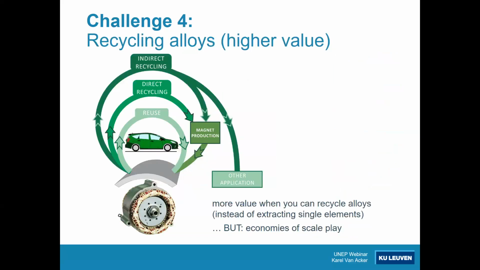A fourth challenge is that we have to think whether it's better to extract the chemical elements separately, or to recycle the alloy which these elements form. To give an example, we did some projects on recycling the permanent magnets that are used for electrical motors in e-mobility, for example. Most of them are made from neodymium iron boron alloys. We could try to extract the neodymium, the iron, and the boron separately, and we call that indirect recycling, but that will cost a bit more energy than trying to recycle the alloy, the material itself of these permanent magnets. So there might be more value in recycling alloys, but the challenge there is that the amounts will be smaller, so economies of scale can play a negative role there.